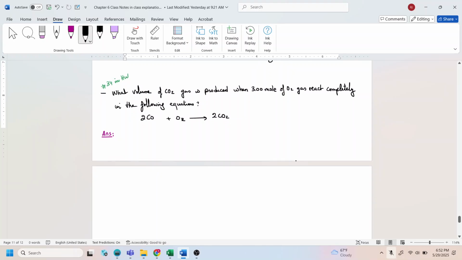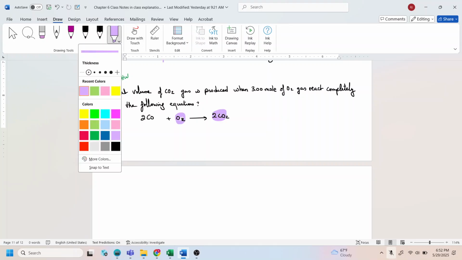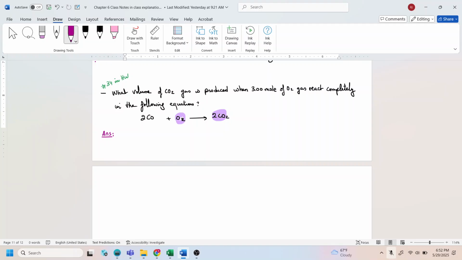Okay, another example. What volume of carbon dioxide gas is produced when 3 moles of oxygen gas react completely in the following equation? If you look at the equation, we can simply relate the number of moles of oxygen to the number of moles of carbon dioxide, right? So for every 1 mole of oxygen that you react, you produce 2 moles of carbon dioxide, right?